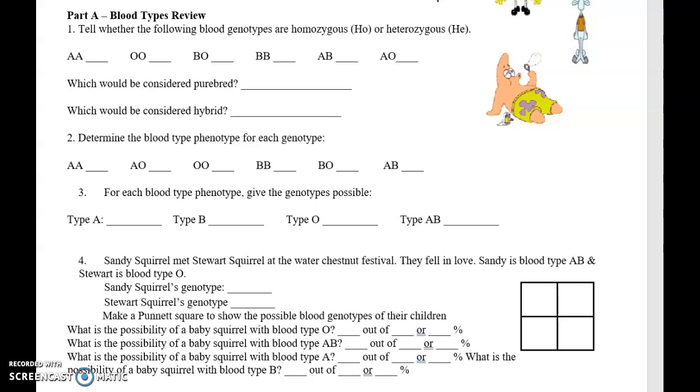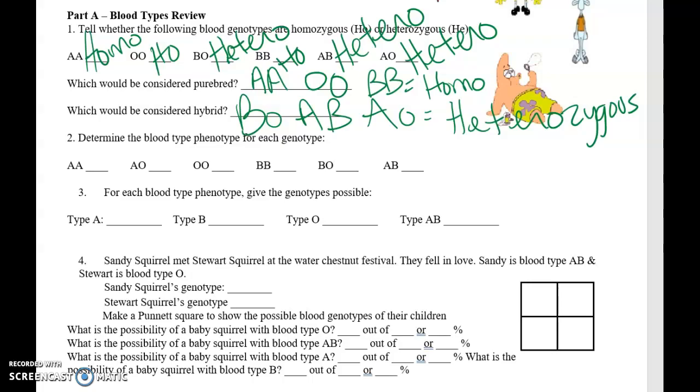Here's the answer to part 1. Part 1, AA is homozygous, OO, homozygous, BO is heterozygous, hybrid. Big B is homozygous, AB. Those are heterozygous also, and AO is heterozygous. So which are purebreds? Any of the ones that are homozygous up above. You may have just written homo.